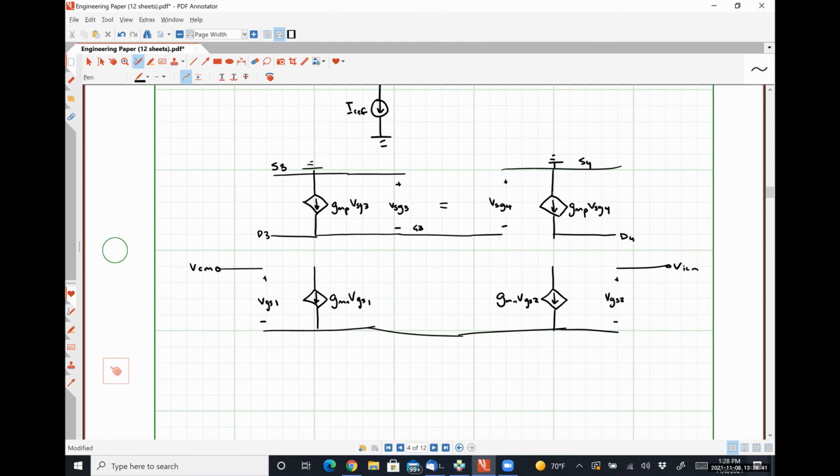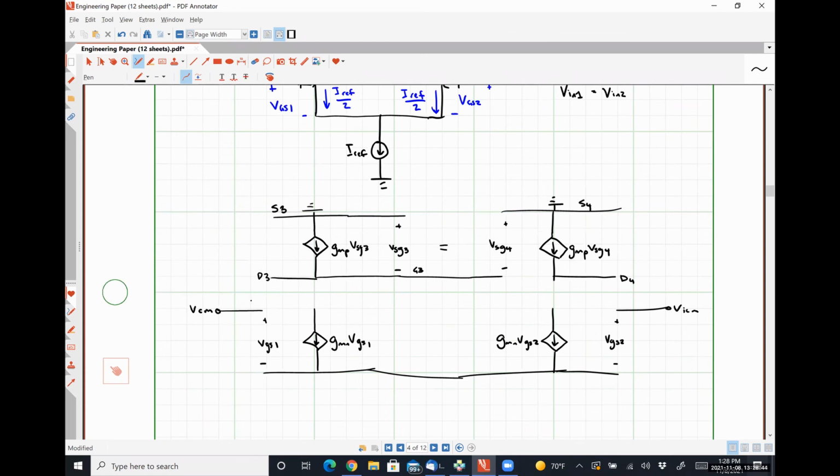All right, so, and then obviously, this is the gate of 1. This is drain of 1. This is the drain of 2, the gate of 2, source of 1, and the source of 2. All right. And then the drains are connected together. So this is a rough sketch of our small signal system here.